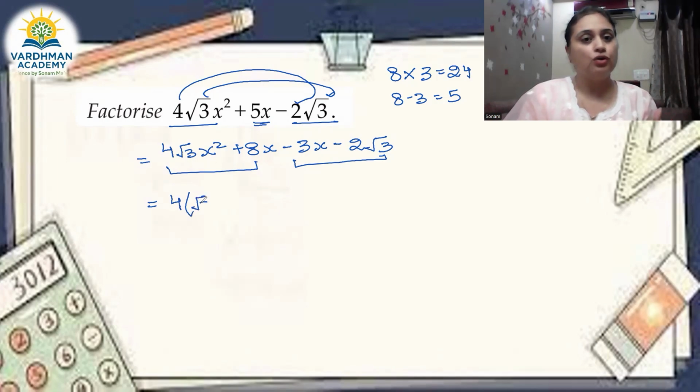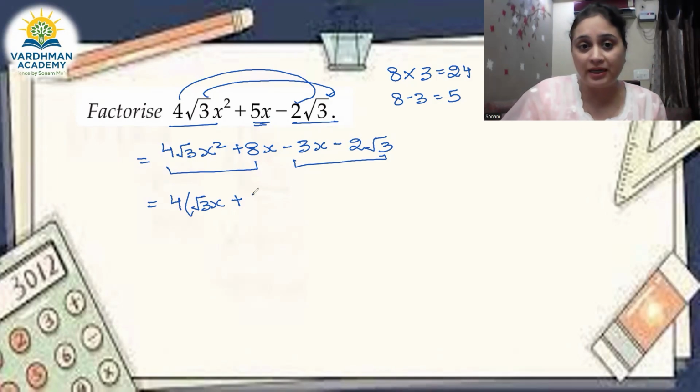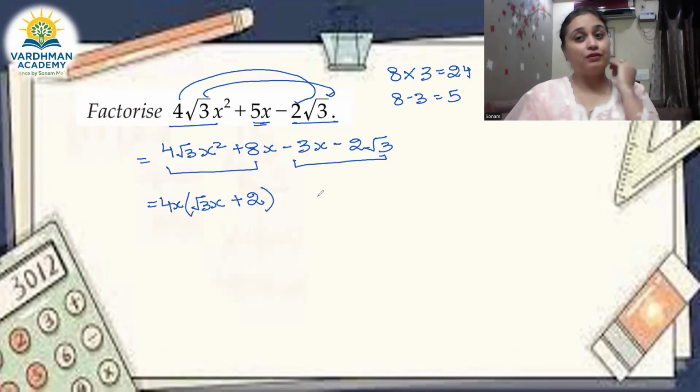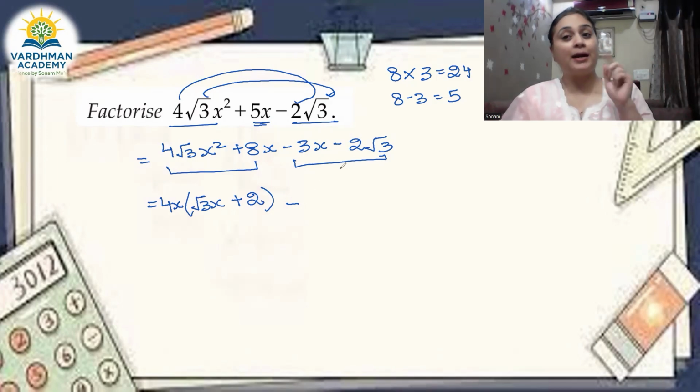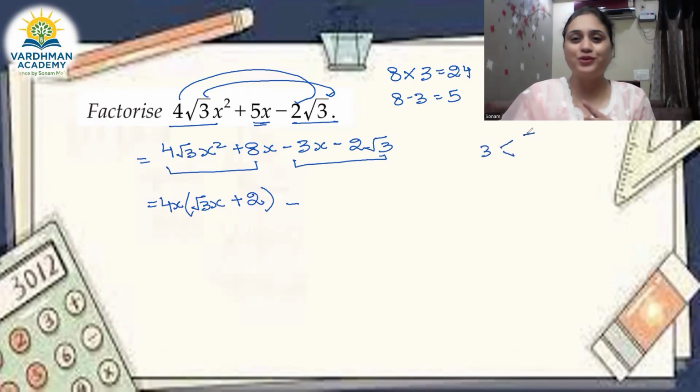So what are we left with? Root 3x plus... now you have taken 4 common from 8, you are left with 2. x is already there, yes, we have to take out x also, so I missed that. So we have 4x taken common, and we are left with root 3x plus 2. Then you take the minus sign common. And what can you take out common, 3 or root 3? Absolutely root 3, because 3 has 2 root 3s, but root 3 doesn't have 3. So here, children, we can take out root 3 common.